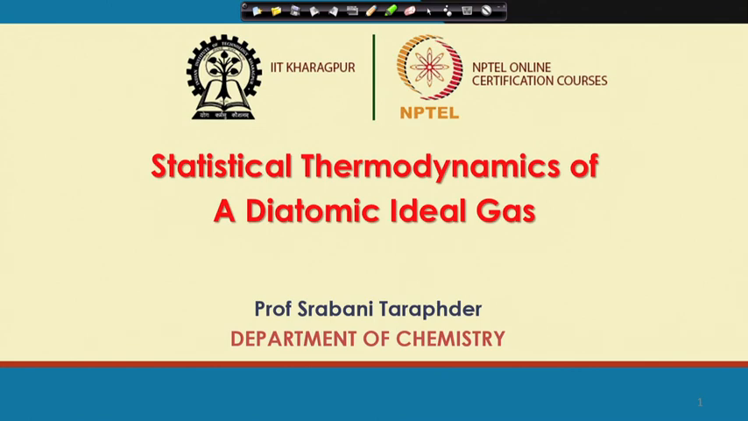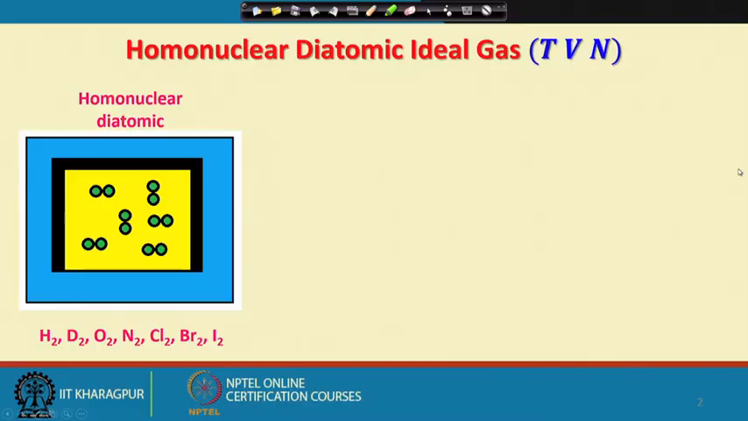Welcome. We will continue our discussion of the statistical thermodynamics of an ideal gas comprised of diatomic molecules, and in today's lecture we are going to talk about the homonuclear diatomic ideal gas. So, as discussed before, the homonuclear diatomic system is comprised of molecules where both the atoms forming the molecules are of the same type. Examples are hydrogen, deuterium, oxygen, nitrogen, and other halogens.